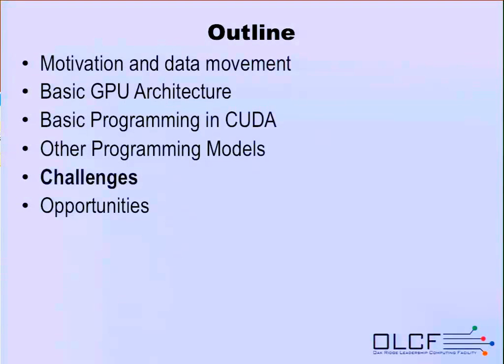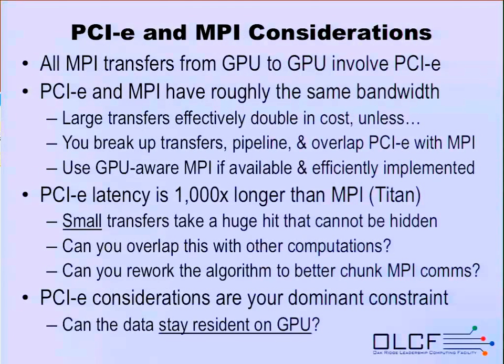So let's move on to some challenges with GPU computing. We've gone over this, but almost every application I know of is going to have to do some sort of MPI communication. Global arrays still have to use the PCI Express bus. You just won't have direct control over it, usually. All GPU to GPU transfers involve the PCI Express bus. It's unavoidable. They have roughly the same bandwidth, so the bandwidth isn't going to limit you that badly.